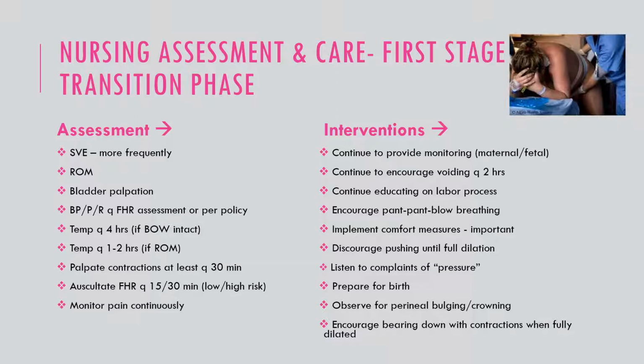During the transition phase, this is the get it out phase. You're going to be doing your sterile vaginal exams much more frequently because things are changing quickly during this phase. Again, assessing rupture of membranes and bladder palpation. You're going to be recording fetal heart rate, maternal vital signs around the same time frames as we've talked about previously. But the difference here is we're going to be monitoring pain continuously.